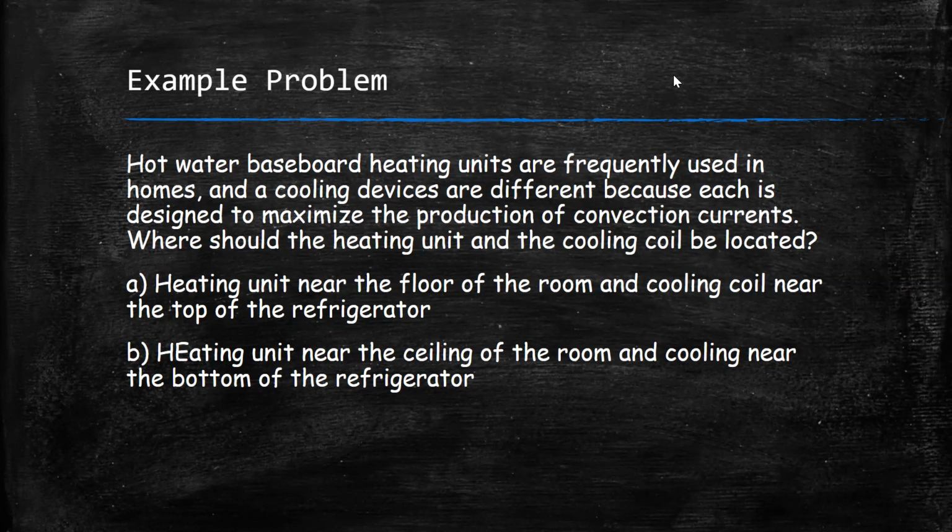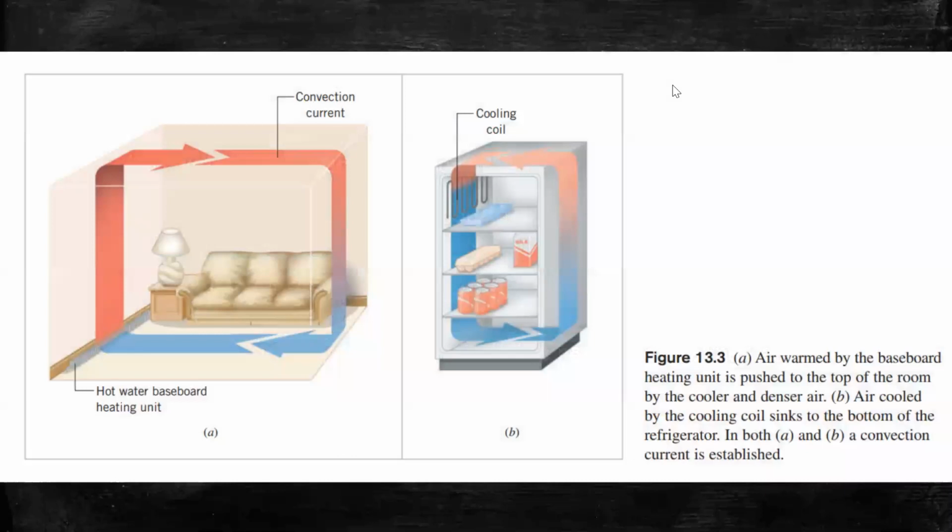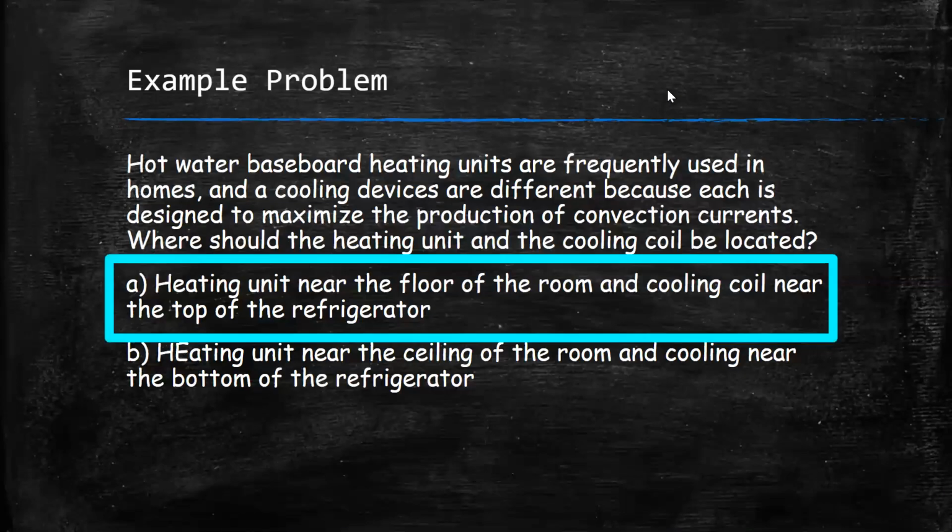Correct answer is A. If the heating unit were placed near the ceiling of the room, warm air from the unit would remain there because warm air does not fall. Thus, there will be very little natural movement of air to distribute the heat throughout the room.